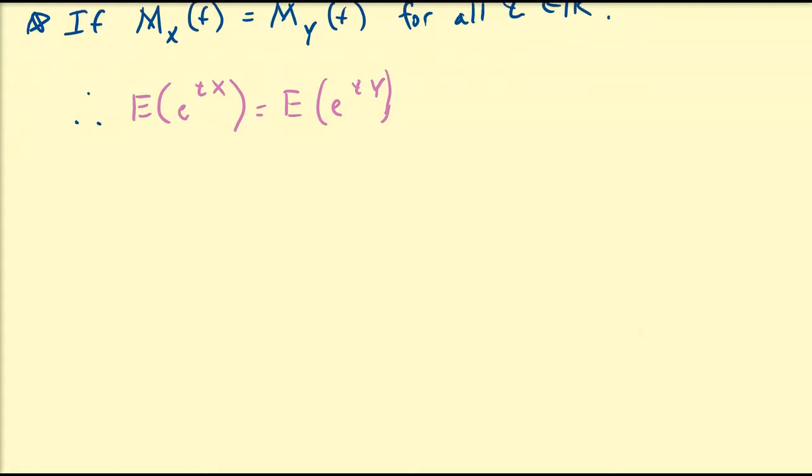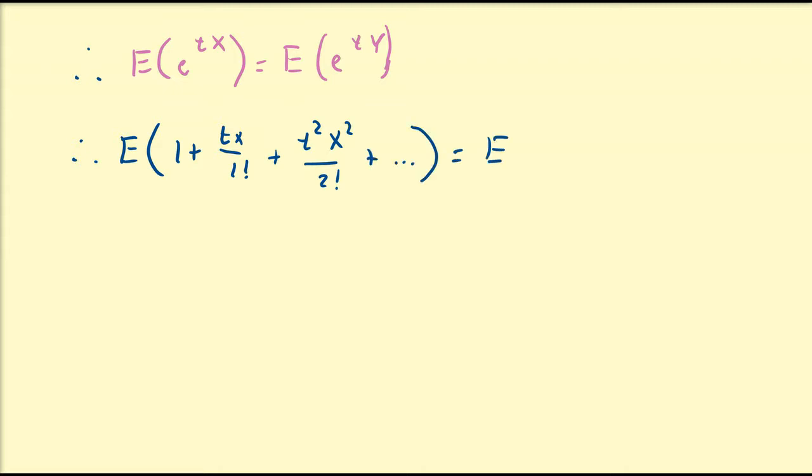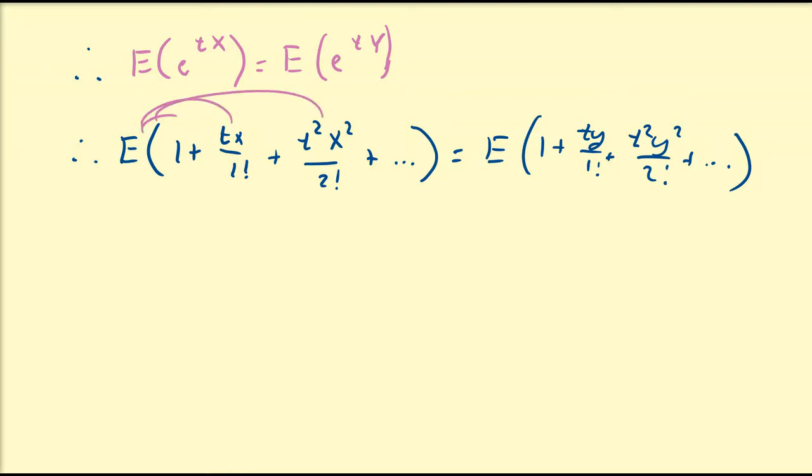So we can look at the Taylor expansions of these things. That's going to be equal to the expectation of 1 plus tx over 1 factorial plus t squared x squared over 2 factorial plus and so on, which must be equal to the expectation of 1 plus ty over 1 factorial plus t squared y squared over 2 factorial plus and so on. So we can subtract both sides by the expectations.